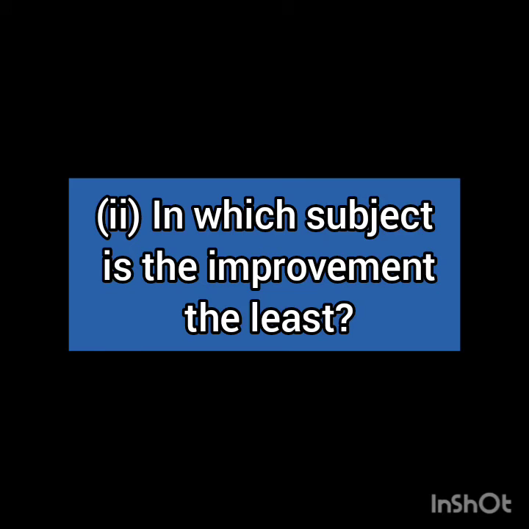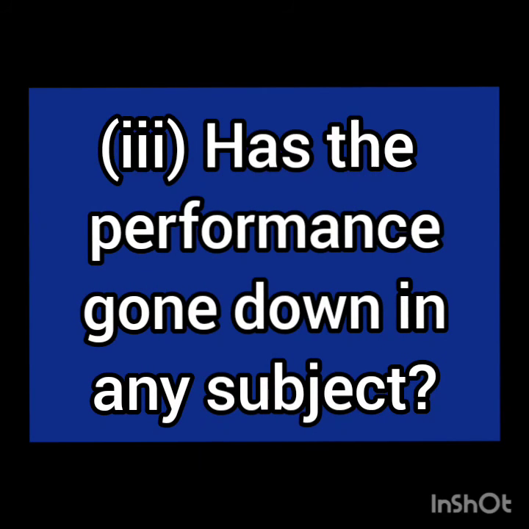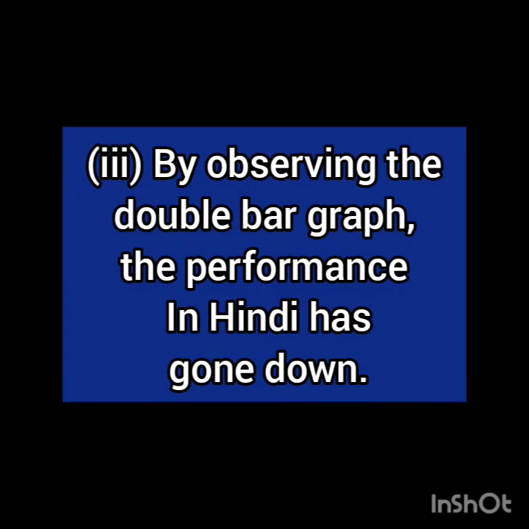So my dear student, the next question is, in which subject is the improvement the least? Means minimum improvement. By observing the double bar graph, we can say that the improvement was the least in the social science subject. Clear? So my dear student, the third question is, has the performance gone down in any subject? Let's see. By observing the double bar graph, we can say that the performance in the Hindi subject has gone down. Clear?